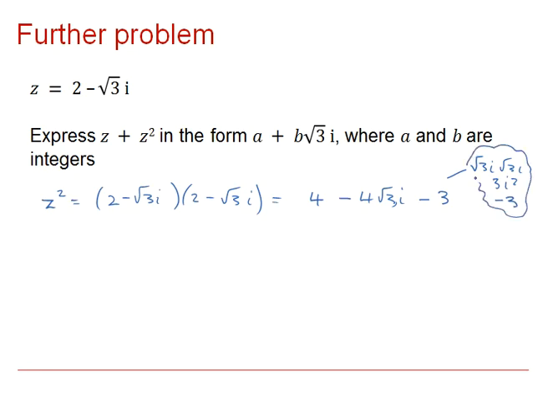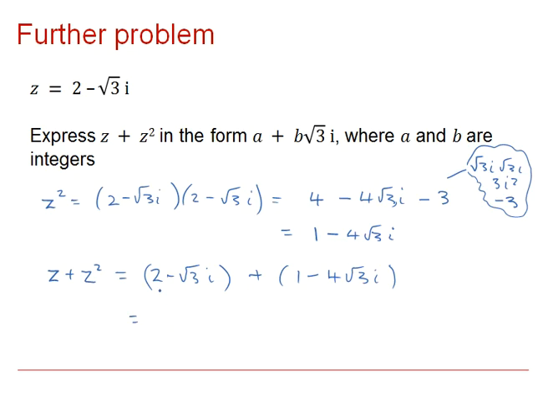We just put that in a bubble so you don't get confused. If I gather those terms together, 4 minus 3 is 1, and then I've still got my minus 4 root 3i. Note that I can write that quite happily as an integer times root 3i. If I then wish to add z plus z squared, all I'm adding is 2 minus root 3i. And again, I'm going to choose to put that in brackets, just to make sure that I don't make a mess of my signs. And the 1 minus 4 root 3i.